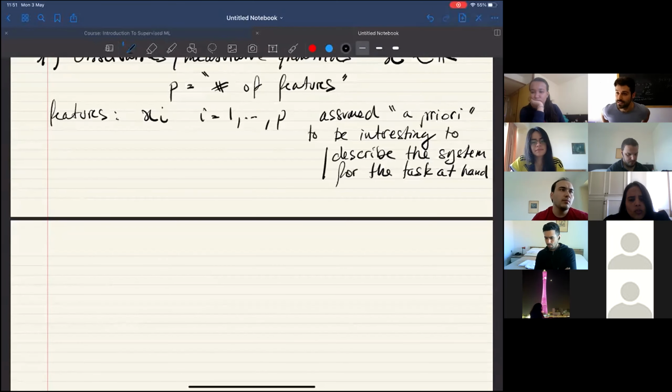If you want to solve a task of classification of images of dogs and cats, what are the features in this case? Can someone try to tell me? The distance between their eyes, whiskers, maybe. In the case of cats, I don't know.